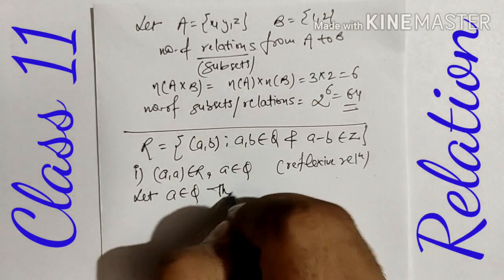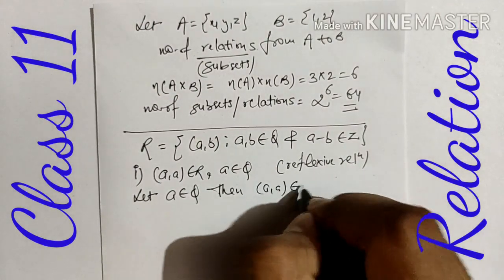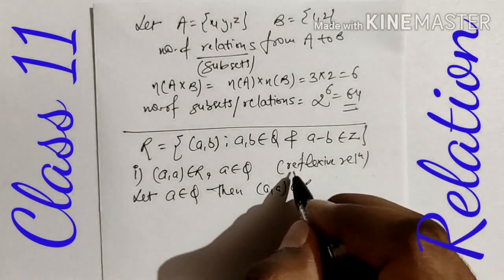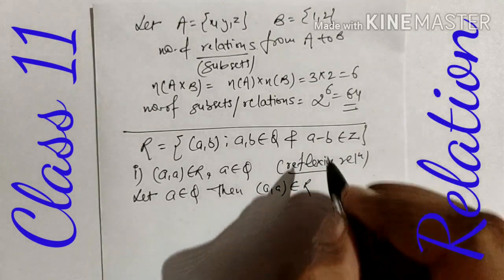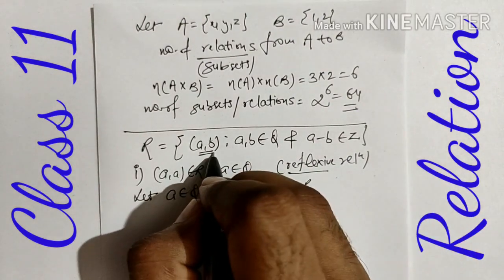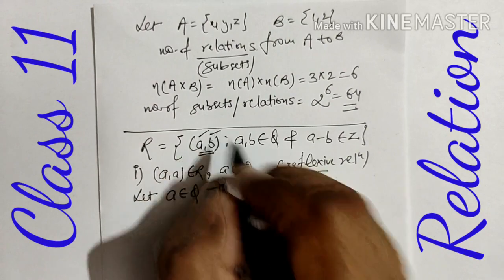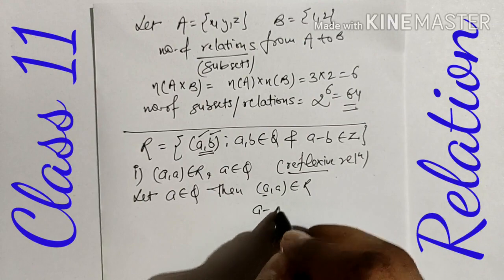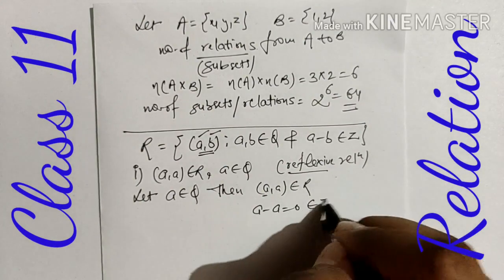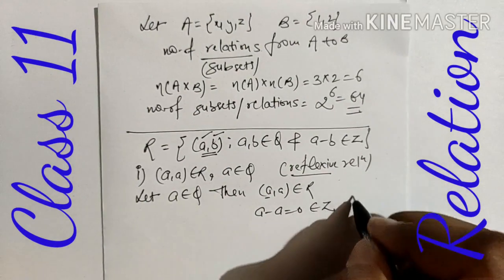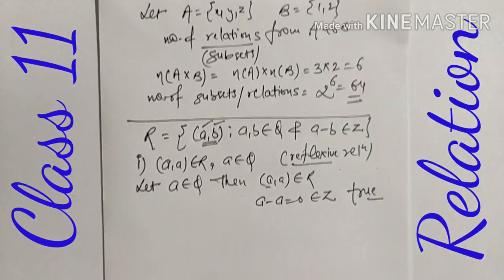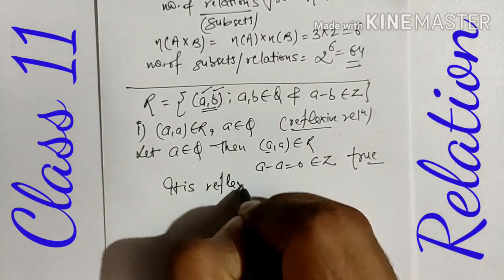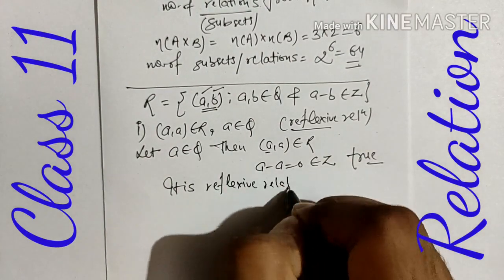Before this, let us see the first part. Let a be an element belonging to rational numbers. Then we have to show that its doublet belongs to the relation by verifying the given condition: a minus b belongs to integers. The condition is first element minus second element belongs to integers. First is a, second is also a. The difference becomes 0, and 0 is an integer. So it is true, and this relation is known as reflexive relation.